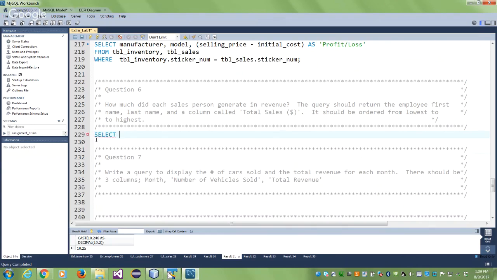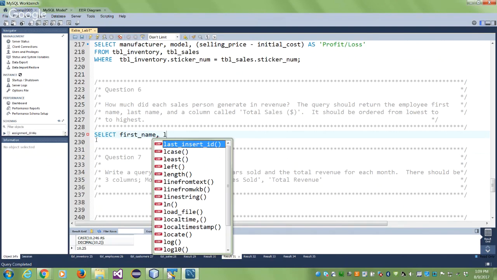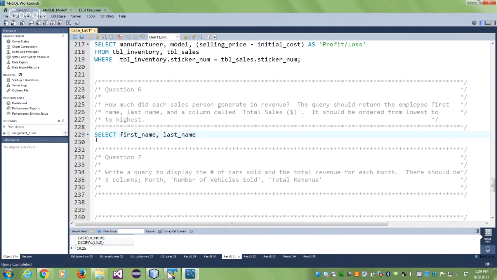So select, we need the first name and the last name, and the fields are called, I just have them here, then I don't have to keep looking. Okay, so it's called first name, last name of each employee, and a column called something. So we'll do an as total sales. So definitely, what do we need? Sum function. We need a sum function.